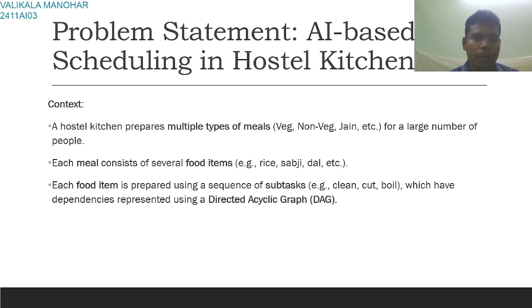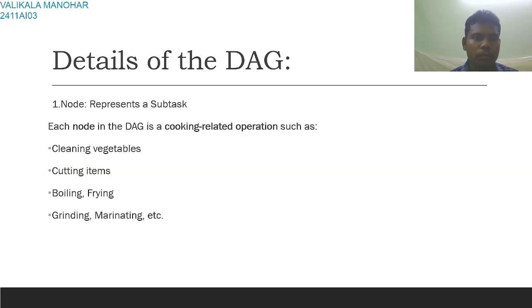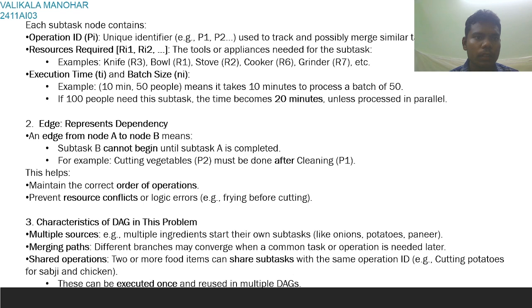Each food item is prepared using a sequence of subtasks, for example clean, cut, boil, which have dependencies represented using a directed acyclic graph. In a directed acyclic graph, there will be a node which represents a subtask. Each node in the DAG is a cooking-related operation like cleaning vegetables, cutting items, boiling, frying, etc. Each subtask node contains an operation ID, which is denoted by PI, a unique identifier which is used to track and possibly match similar tasks across food items.